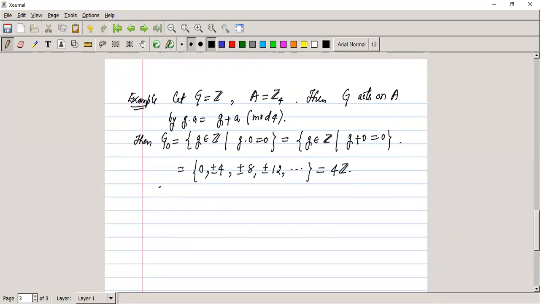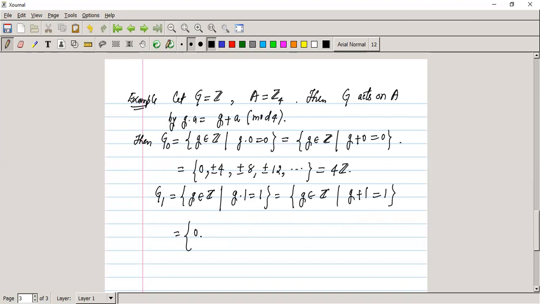And similarly we can look at the stabilizer of 1. It is G belonging to Z such that G dot 1 is equal to 1, but by the group G, which is the group under addition, this can be written as G belonging to Z such that G plus 1 should be equal to 1. So in fact, 0 belongs to the set because 0 plus 1 is equal to 1. So this contains the 0.